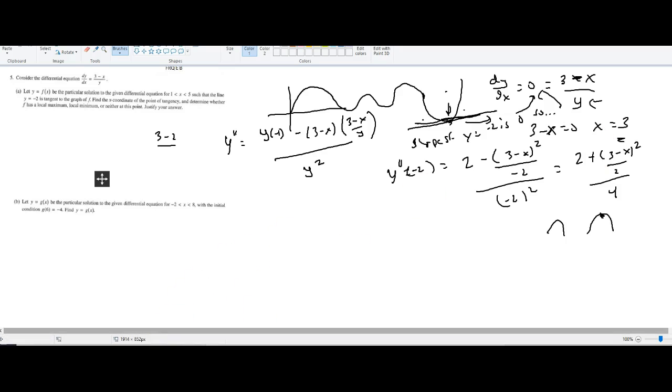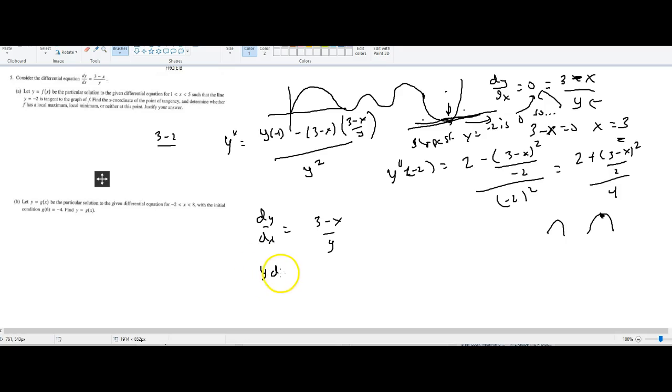All right. So the second problem is: let y equal g of x, a particular solution for the differential equation, for x from -2 to 8, with the initial condition g of 6 equals -4. Find y equals g of x. Okay, so I want to write an equation that works for all derivatives here. In order to do that, I'm going to have to take the integral, right? So dy/dx equals 3 minus x over y.